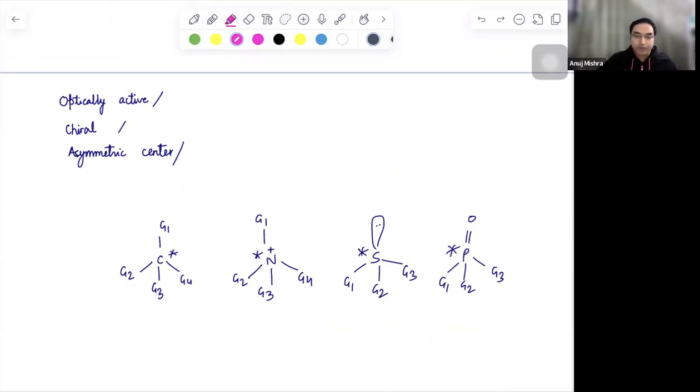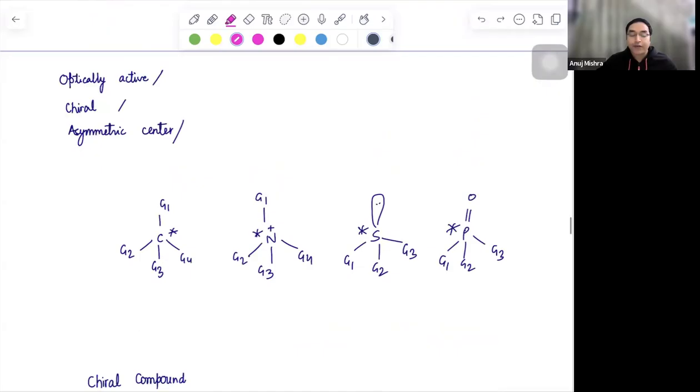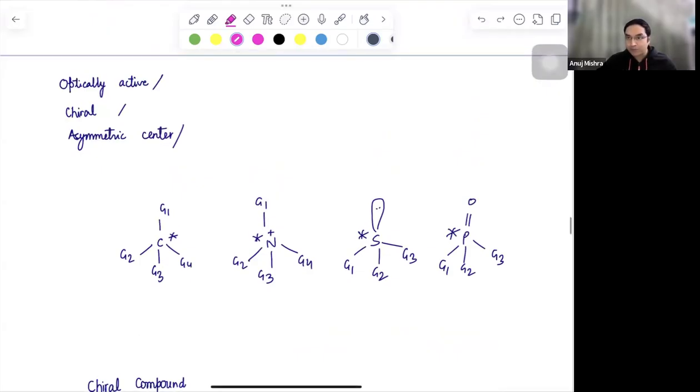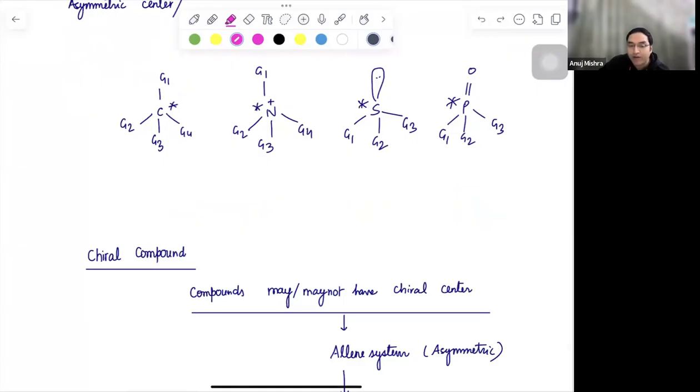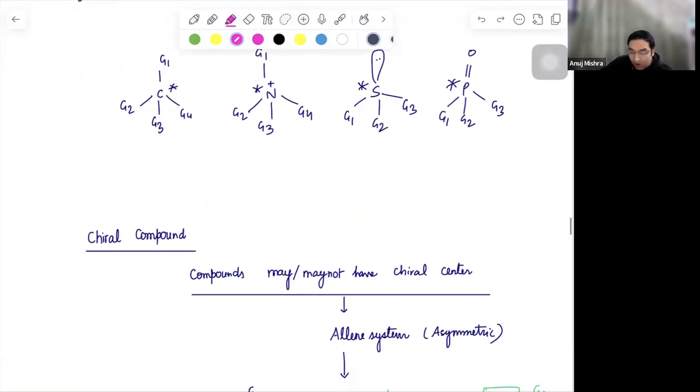So first term: optical active, chiral or asymmetric center, or center of asymmetry. We have done this. Anyone having any doubt in this part? Is it clear? Write the heading chiral compound. A compound may or may not have chiral centers. Any compound which has some kind of asymmetry, even without the presence of a chiral center, can also be a chiral compound.